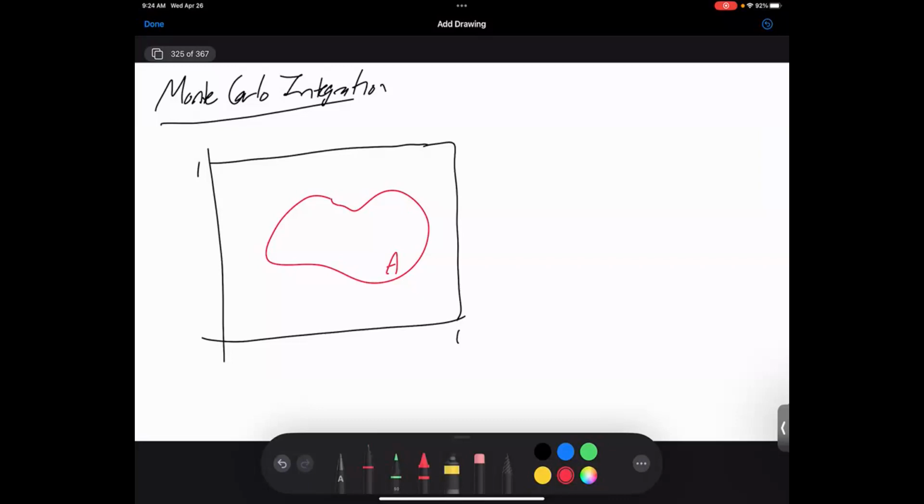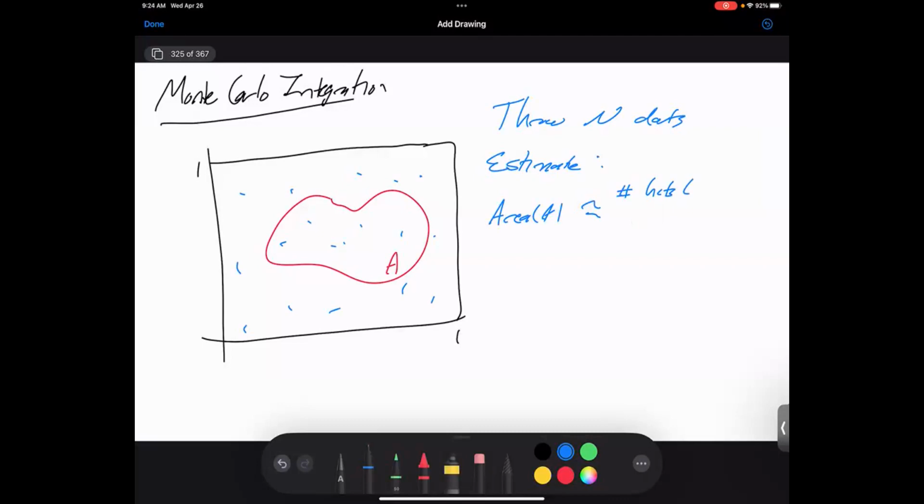Okay, so what we do is we throw a bunch of dots. Let's say we throw n dots. And we estimate the area of A should be approximately equal to the number of hits, these are the dots inside A, divided by the number of tosses.